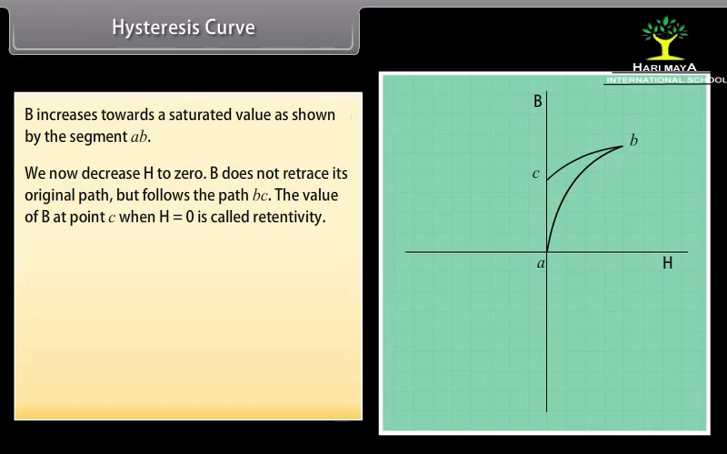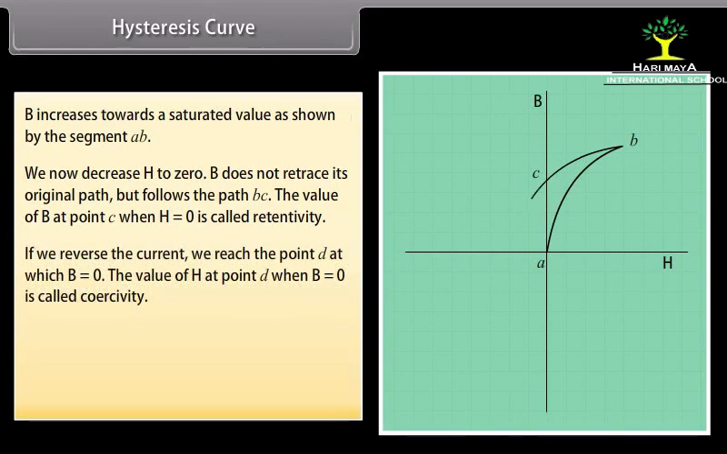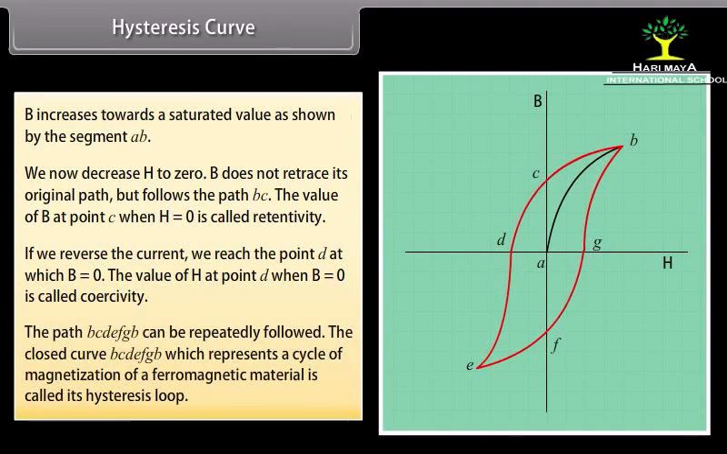The value of B at point C when H is equal to 0 is called retentivity. If we reverse the current, we reach the point D at which B is equal to 0. The value of H at point D when B is equal to 0 is called coercivity. As we further increase the reversed current, B saturates in the opposite direction at point E and turning the current to 0 at point F. If we increase the current, B again gets saturated value at point B. The path BCDEFGB can be repeatedly followed.